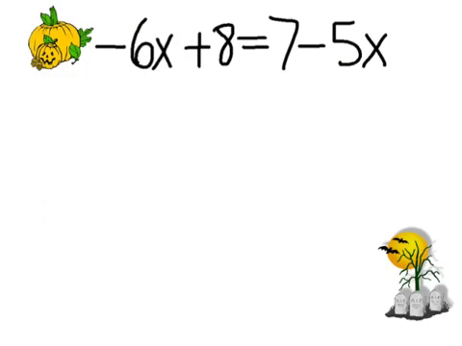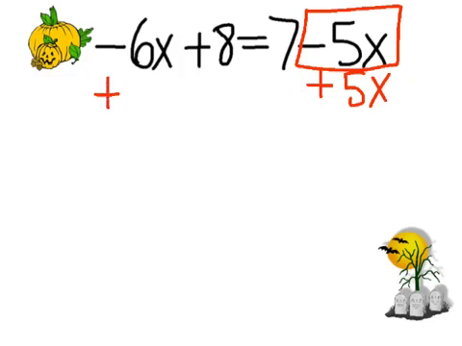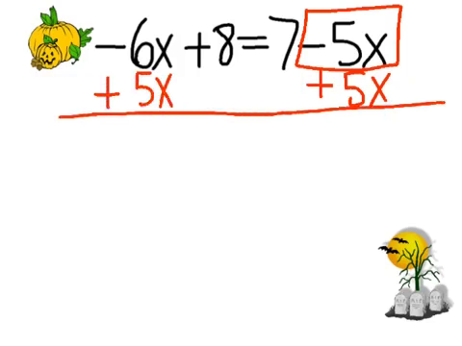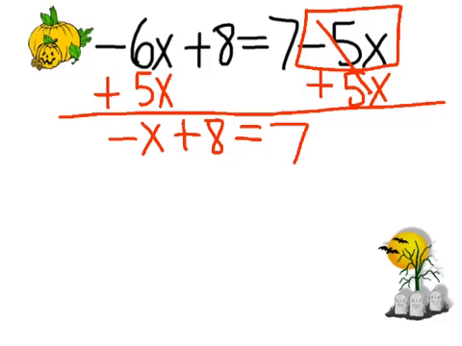Okay, practice problem number 3. Alright, we have negative 6x plus 8 is equal to 7 minus 5x. We want to move our 5x over. It's a minus 5x, which means we need to add 5x to both sides. When we do that, a negative 6x plus a positive 5x is going to give us a negative x plus 8. And on the right, we have 7.